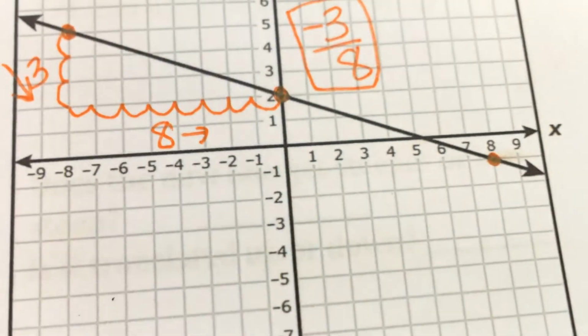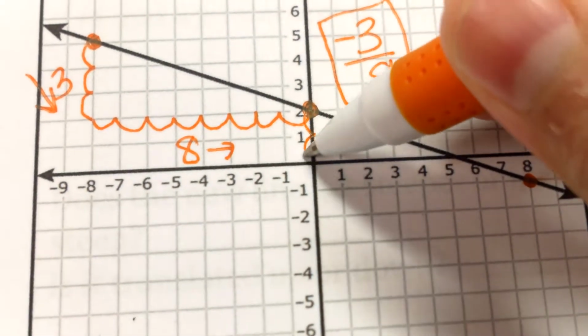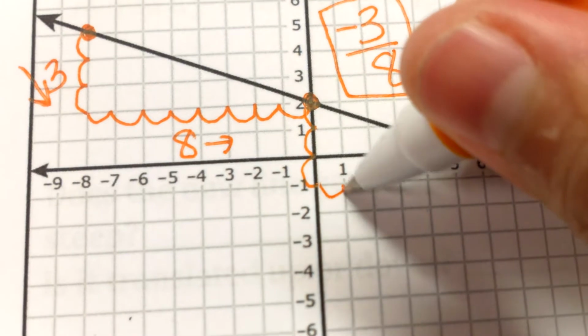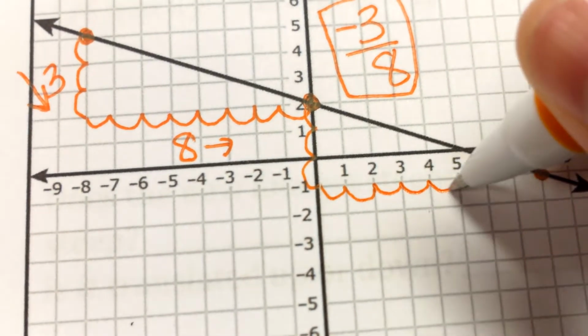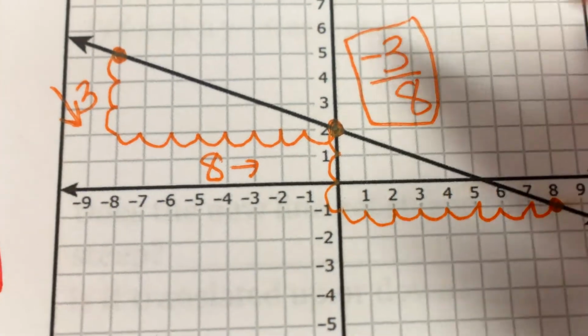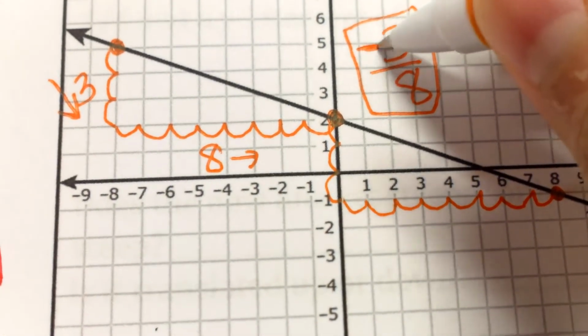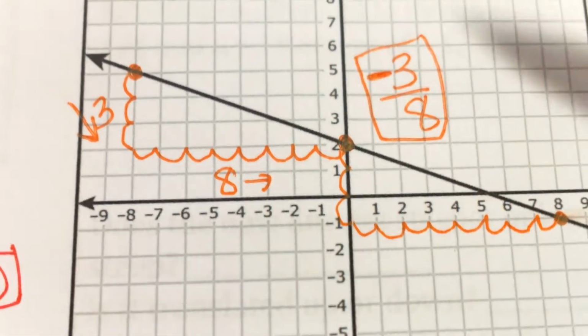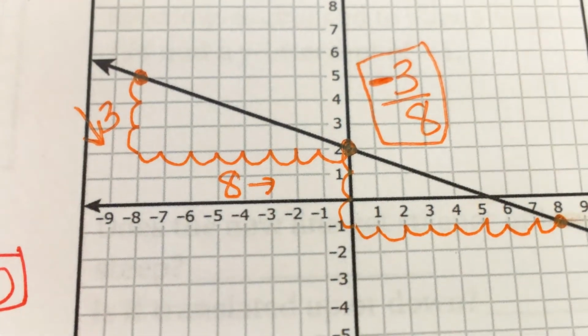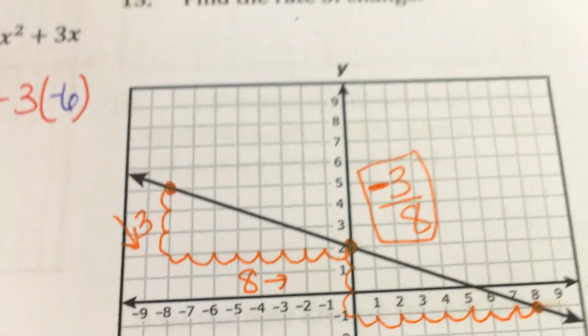If I continue this way, I'm also going to go down 3, 1, 2, 3, and then over 8, 1, 2, 3, 4, 5, 6, 7, 8. And it is negative because it is going down. Please don't forget to identify that. From left to right, it is going down, so it's a negative slope. And that's my rate of change.